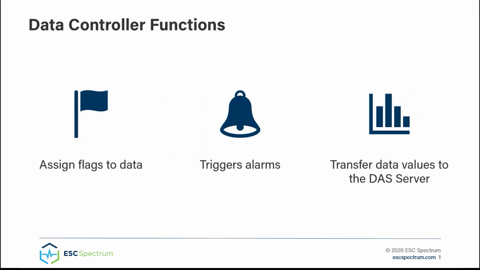The controller assigns flags to the data to mark it as in calibration, in maintenance, startup, shutdown, and so on. The flags are used to automate the identification of data as valid or invalid. The controller triggers alarms that provide alerts to emissions exceedances and operational conditions. And finally, the controller continuously transfers the data to the DAS server via the plant's network.